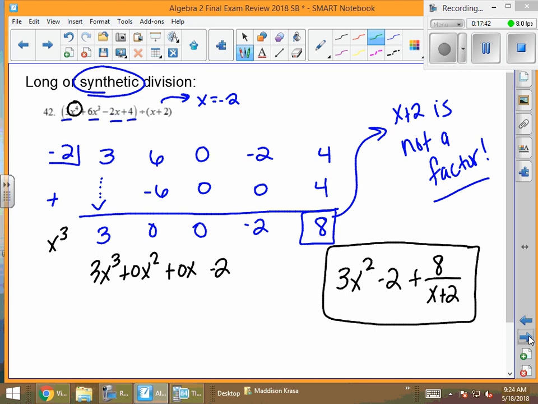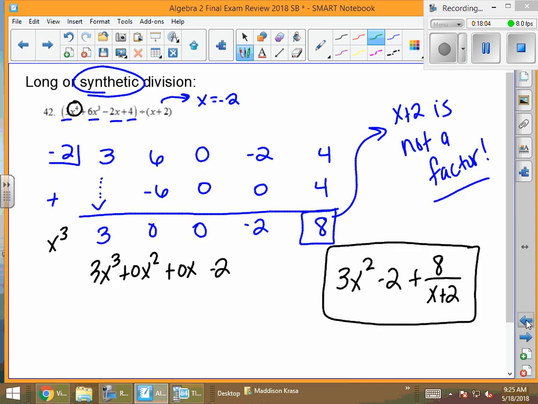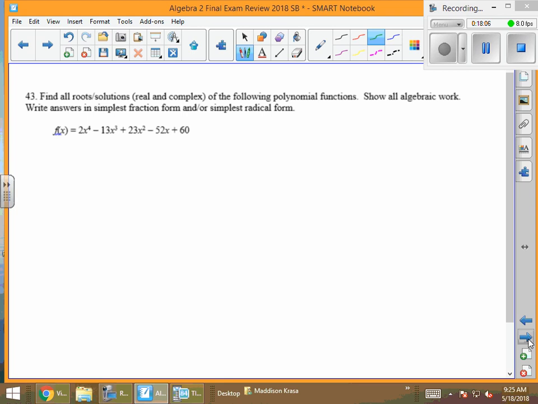Okay, we have one problem left, I believe, and this is where you have to find all of the roots in the solutions, real and complex, so some of them might have i in them, of the following polynomial functions, and it says show all work. So we're not told what to use here. Typically, if we go back, with synthetic and long division, we had a divisor. This time we don't. So we have to go to our graphing calculator.